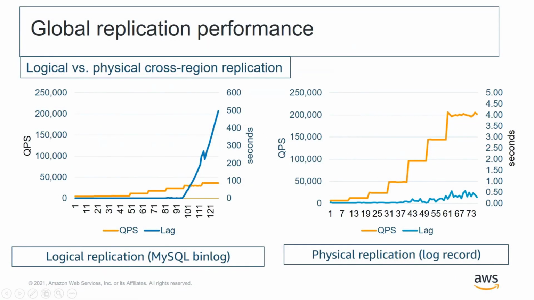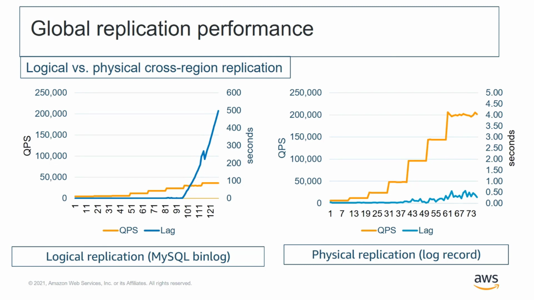With that information, now that you have a very high level overview of what we mean by the physical replication that global databases implement, let's talk about performance one more time. Like I mentioned before, we can support up to 150,000 writes per second. And here we see a comparison between logical cross-region replication, which you see on the left side, versus the physical replication that the global database is based on, on the right side.